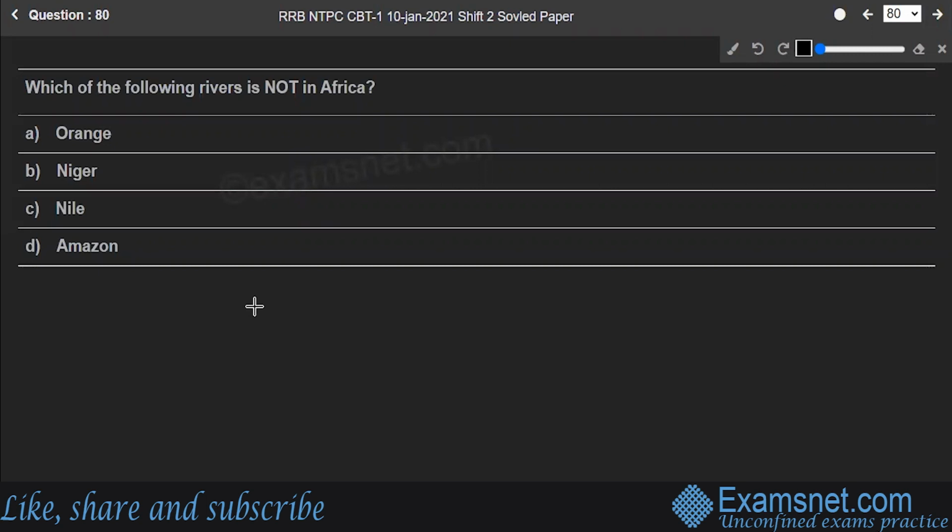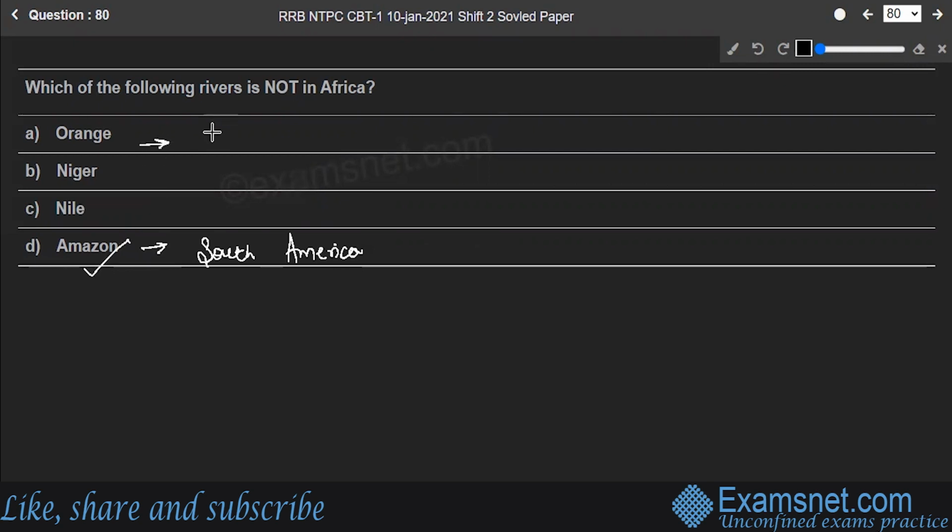Next is question number 80. Which of the following rivers is not in Africa? Orange, Niger, Nile, or Amazon? Well, the Amazon river is not in Africa. This is the largest river in the world in terms of discharge volume of water and also the longest river in South America. It flows through the continent of South America and countries Brazil, Colombia, Peru, Venezuela, Bolivia, Ecuador, and Guyana. Hence, this is the correct option, Amazon.